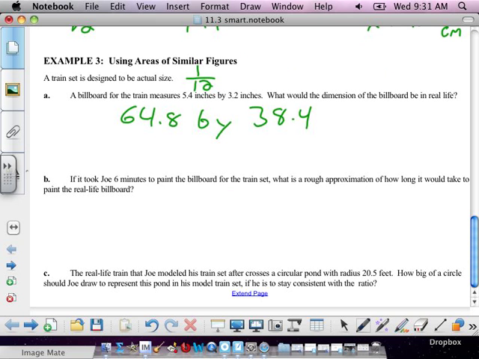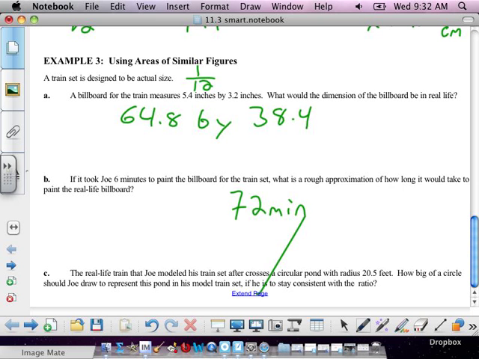If it took Joe 6 minutes to paint the billboard for the train set, what is the rough approximation for how long it would take him to paint it in real life? What would we do to it? We times it by 12. So that would be 72 minutes. Okay, so my real life goes down to 1/12, right? So if I took something from real life, I would divide it by 12. But if I'm looking at the set and I want to know how big it was, I got to go the opposite direction, right? So I got to multiply by 12. Does that make sense? Okay.